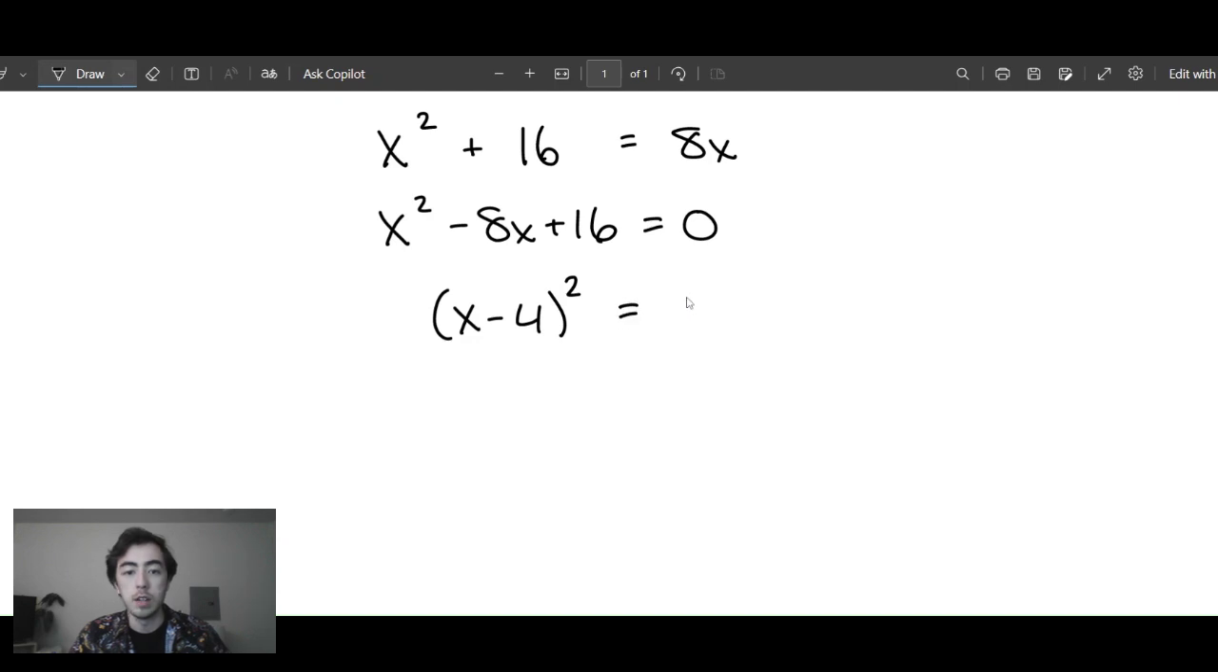Because I know that when I have something squared that is 0, well, there's only one number out there where when you multiply it by itself, you get 0. It's 0. 0 times 0 is 0. So that means that x minus 4 has to be 0. So x has to be 4.